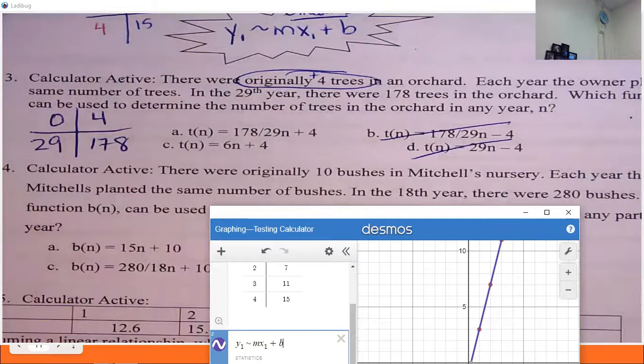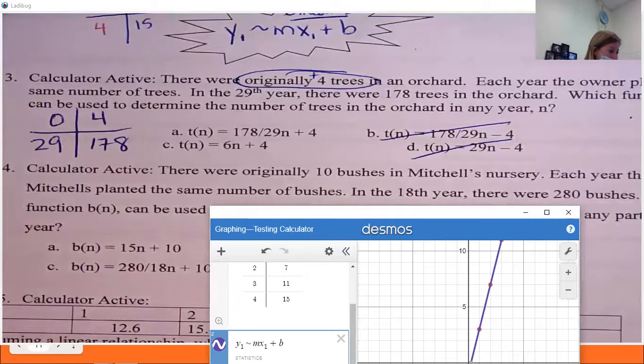0, 4, 29, 178. I see some of y'all going ahead and putting that in Desmos, which is great. That's awesome. So the 0 is because it was the starting value. That's where we got the 0 from. Okay? So 0, 4, 29, and 178.